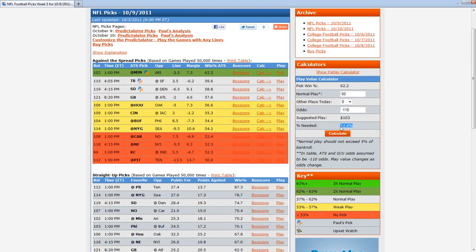52.4% is noted here as the percentage needed at minus 110 odds to justify this play. In the table itself, you do see the weak picks, the normal picks, the 2 times picks, but in this red section would be what we consider no picks, that we do not count and consider in our record at all, because at minus 110 odds and 52.4% or less confidence, we would not have enough confidence to justify playing that.